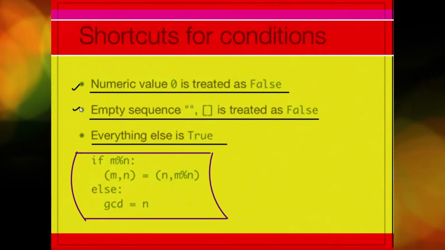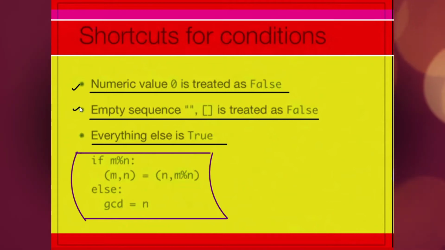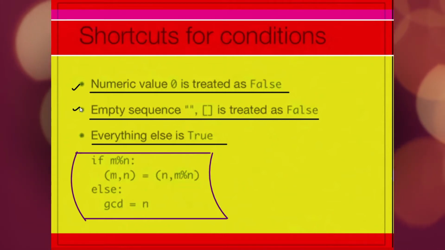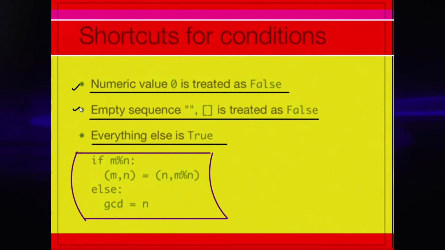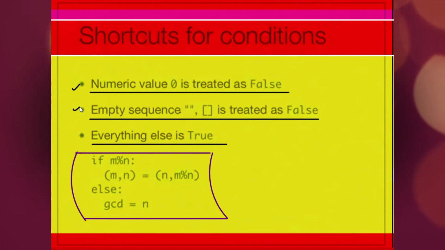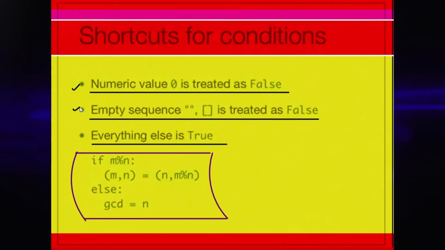If you give an empty sequence, like just double quotes with no string inside, or just square brackets with no value inside, it's going to be treated as false. Now everything except zeros and empty sequences will be true. Everything except 0 and empty sequences will be true. Keep this in mind.